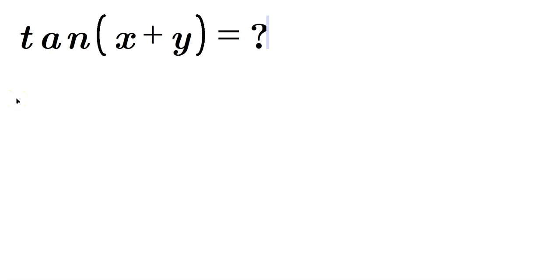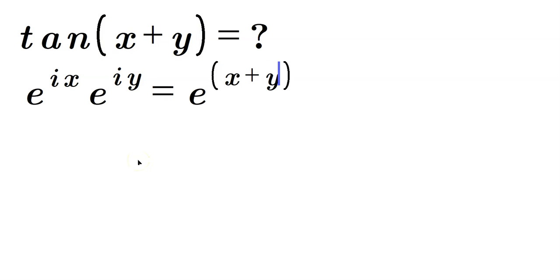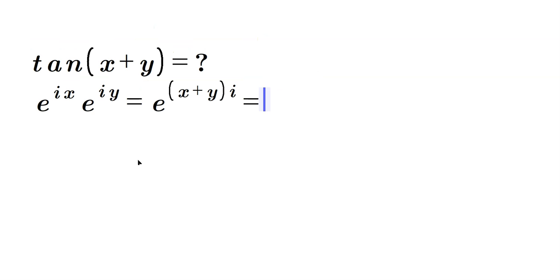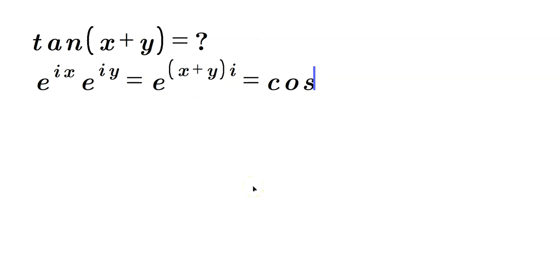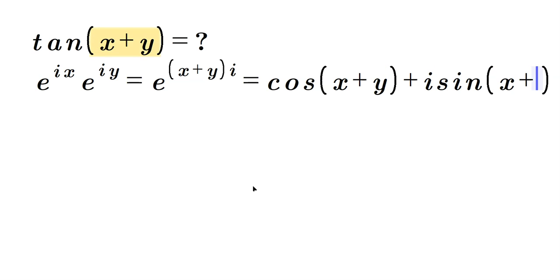Welcome friends, let's take a look at finding tangent of x plus y. First, remember that e to the ix times e raised to the iy would be equal to e raised to i times (x plus y), which, as you very likely know, would then be equal to cosine of x plus y plus i sine of x plus y.